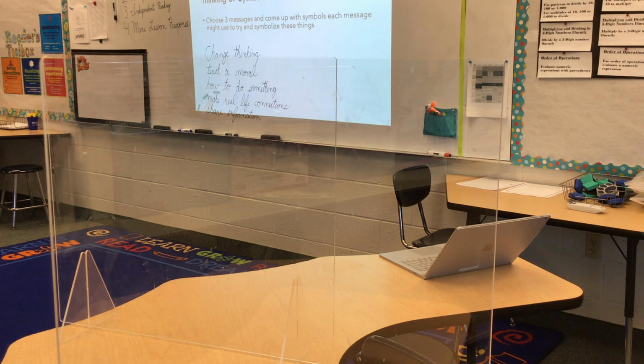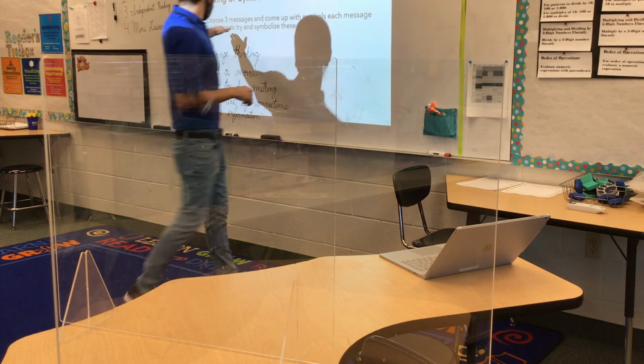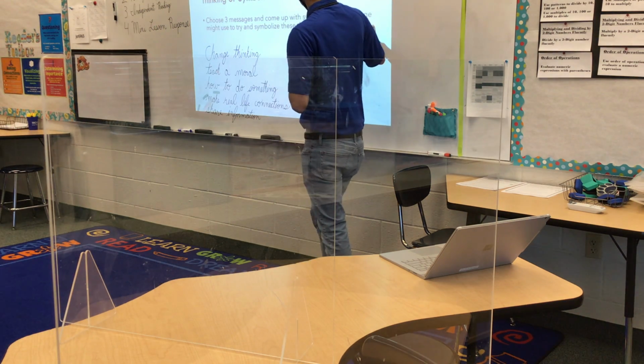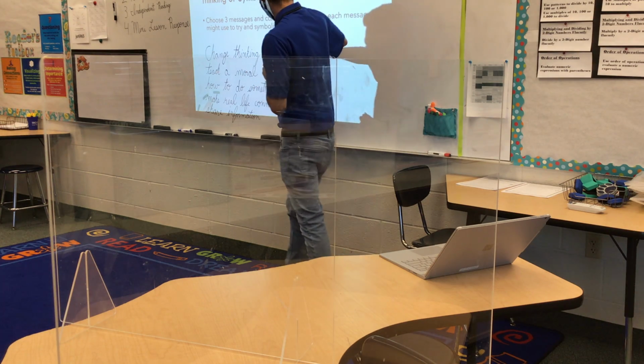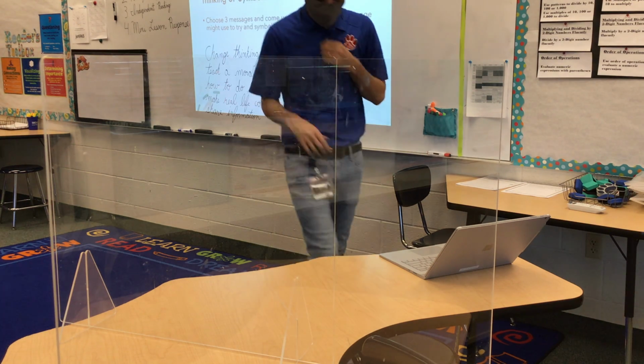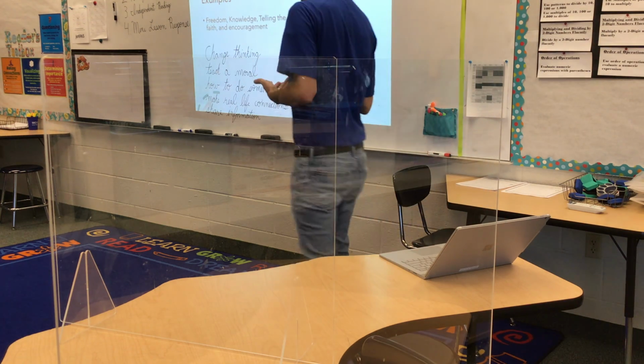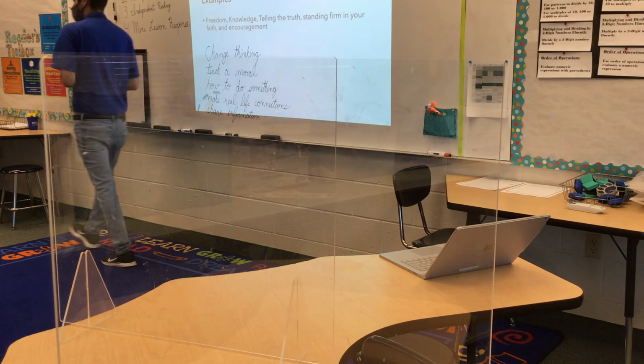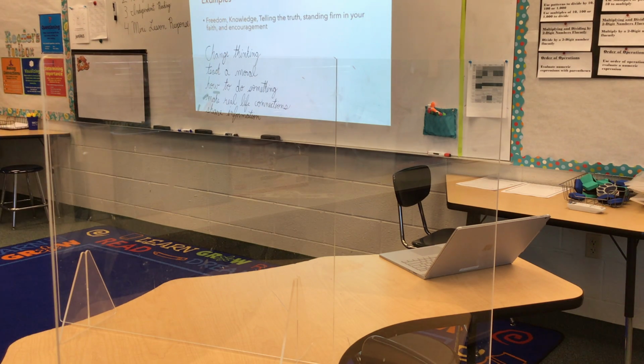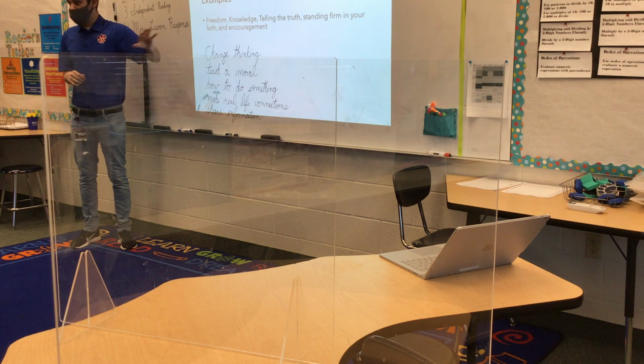So you can even use the examples. I'll go back to the examples. But choose 3 messages and come up with symbols each message might use to try and symbolize these things. So thinking about the stuff that's on our list and some of these examples here, what's a symbol that you could come up with that would be connected to one of these messages? Because remember, authors use a lot of different ways to send their author's purpose, their message that they're trying to make. So in this particular case, what symbol would they use for each of these messages?